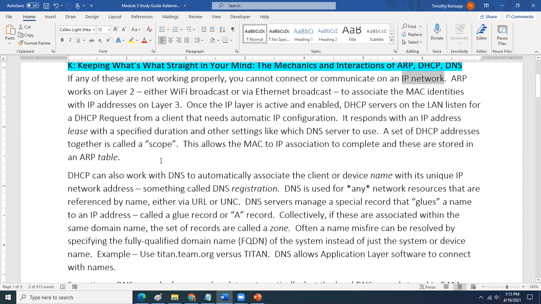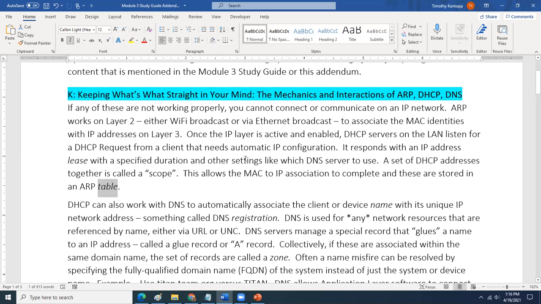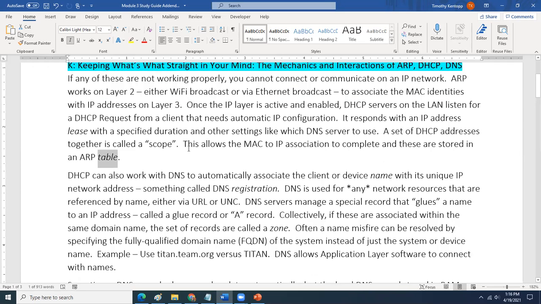So ARP creates a table. DHCP assigns the IP address. Once a client advertises that they request an address, the DHCP server assigns an address. This can be automatically registered in DNS if there's a name for the device or the client or the system. Then there's a second layer of association between the name and the IP address.